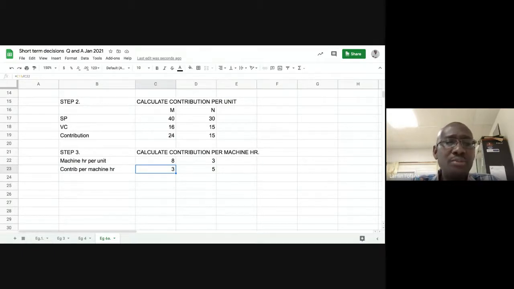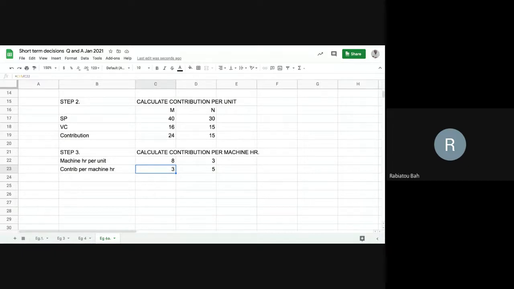Okay, so our contribution per machine hour is £3 per machine hour for M, £5 per machine hour for N. Yes? Mr. Fofana, I'm sorry, I have a question. Yes, go ahead. I said I need to know how you got the contribution per machine hour. I lost connection a while ago, please. Yes, Rabiatu, we will answer it.